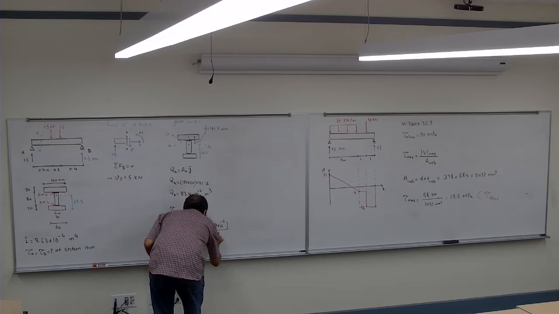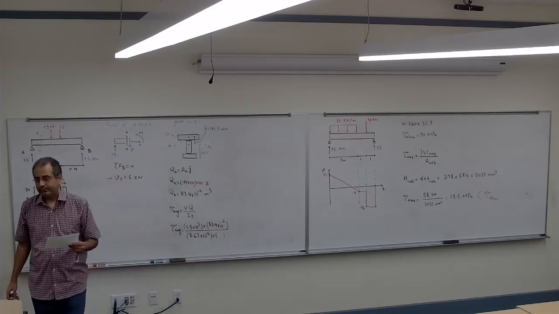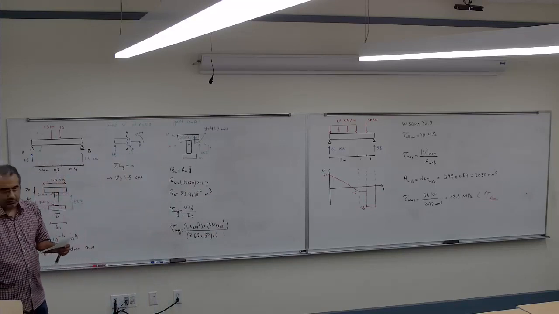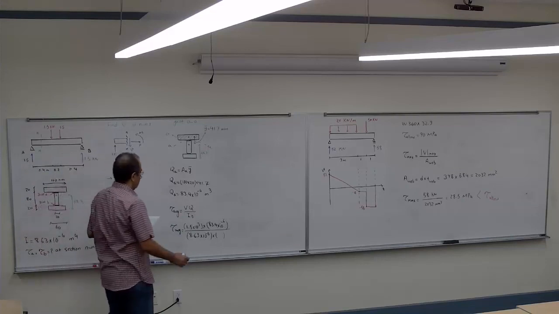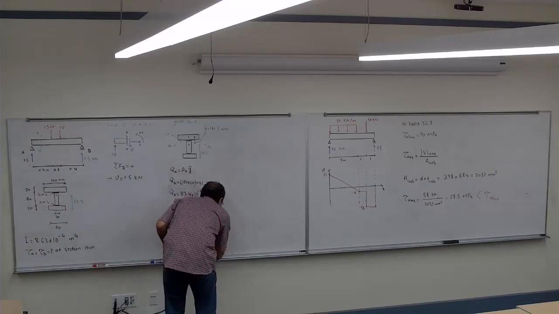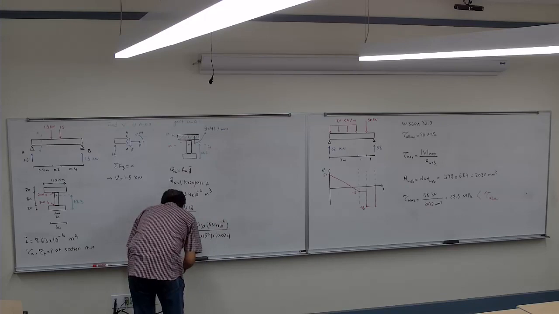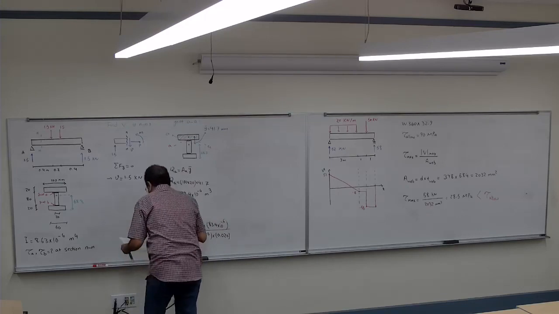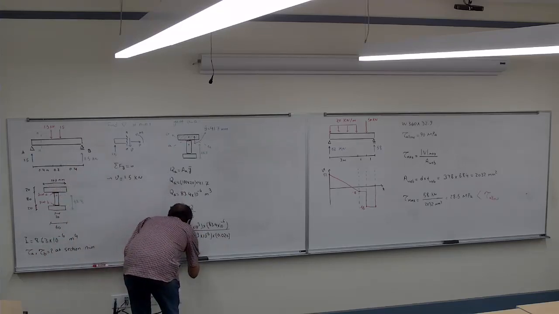And the T, how much is the T? 0.02. Okay, it's 20 millimeter. It's going to be 0.020. So the tau average would be 725 Pascal.